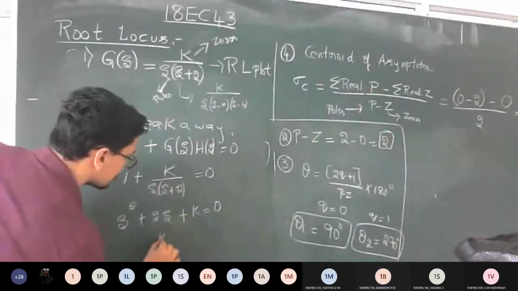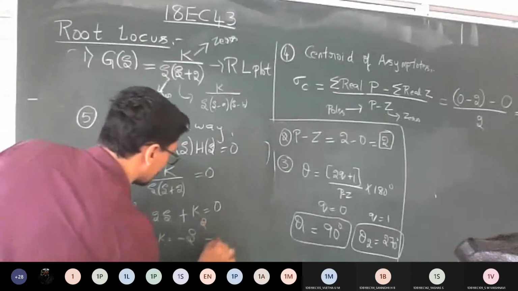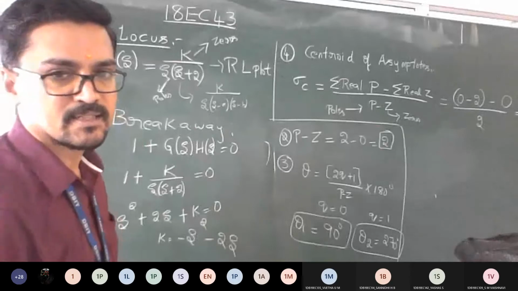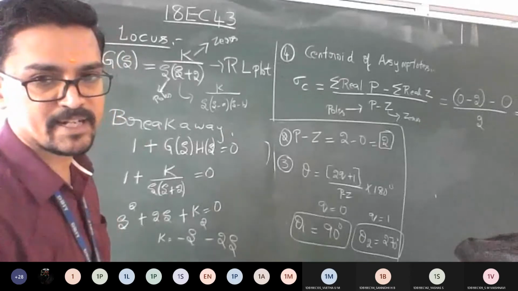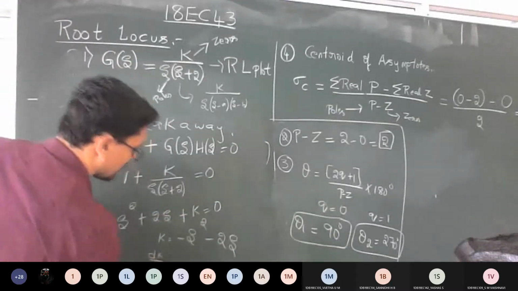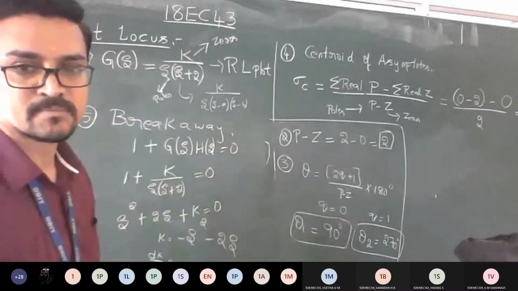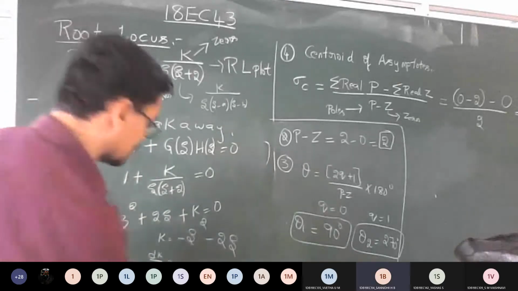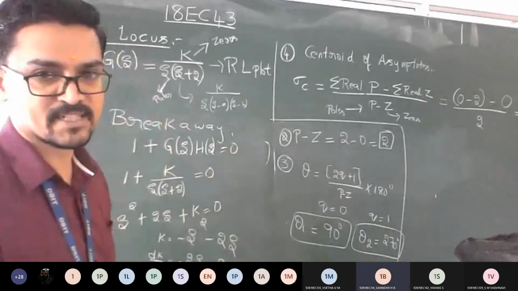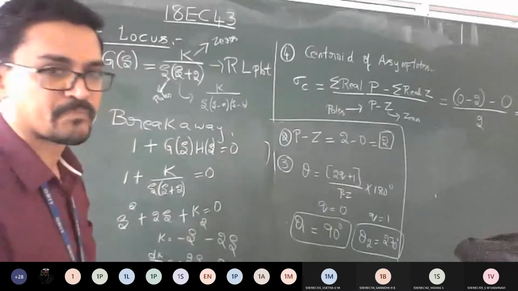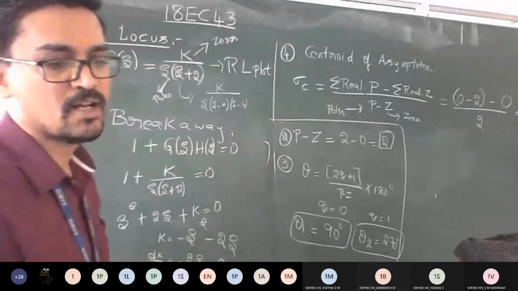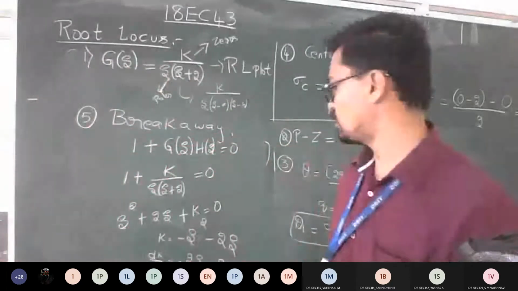So simplify this. K is equal to minus s square minus 2s. Differentiate this and equate dk by ds equal to 0. Let's first differentiate this. What is dk by ds? What is the differentiation of minus s square? Minus 2s. Minus is there, so it's minus 2s. Differentiation of s is 1. Am I clear? So from this, equate dk by ds equal to 0 and check what values of s you are going to get.